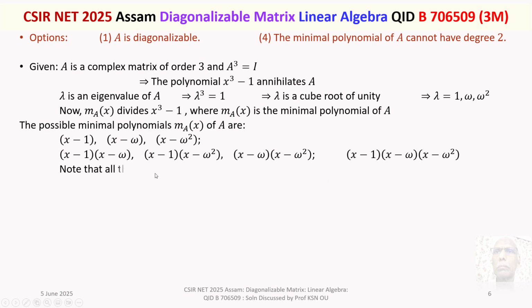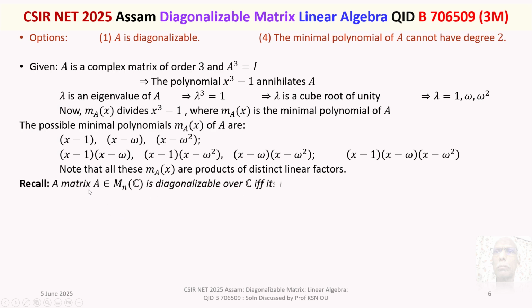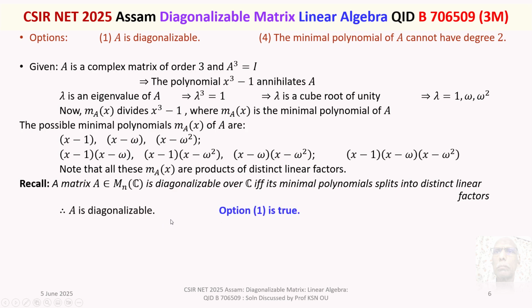Right. But notice that all these minimal polynomials of A are products of distinct linear factors. We recall a result that we have studied. A matrix A in Mn over C is diagonalizable over the field of complex numbers if and only if its minimal polynomial splits into distinct linear factors. So using this result, A is diagonalizable. Thus, option 1 is true.